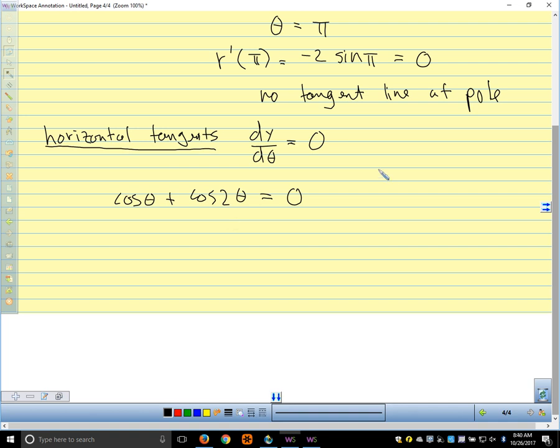What can we do here? We can't factor out a cosine, unfortunately, but I can factor if I say that cosine of 2 theta is, we used this one the other day, 2 cosine squared theta minus 1. We should look at the graph to see what that's probably going to be. So when I substitute this in here, I get 2 cosine squared theta plus cosine theta minus 1 equals 0.